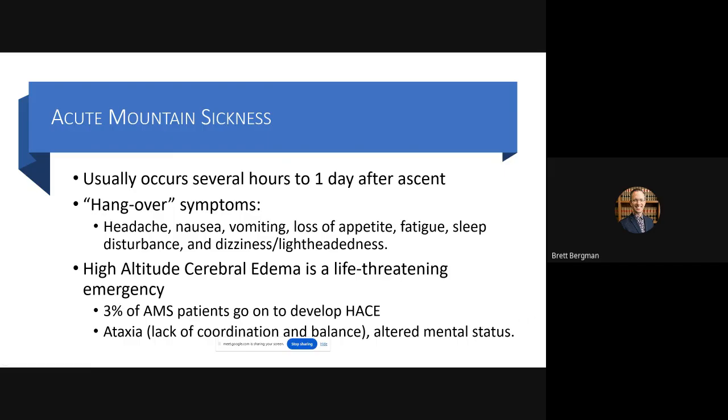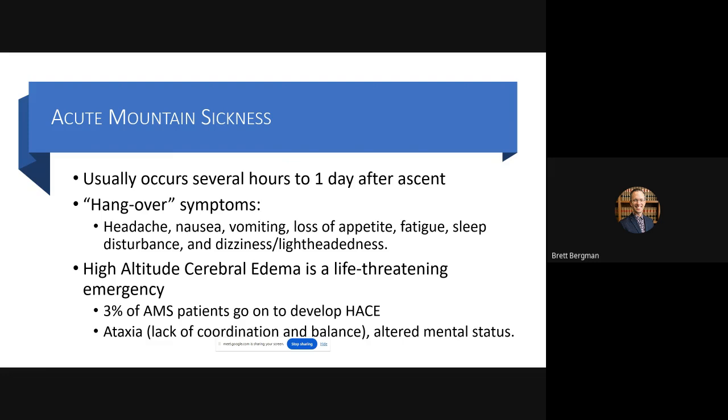So when we talk about acute mountain sickness, switching to things that are related to altitude, acute mountain sickness is usually going to occur within several hours to a day after their ascent. High altitude, when we talk about altitude-related illness, is really above 8,000 feet. You can see it at 6,500 feet. If that person rapidly gets to elevation, that's more likely to cause problems. And a large part of this is that oxygen changes as we get to higher altitudes.